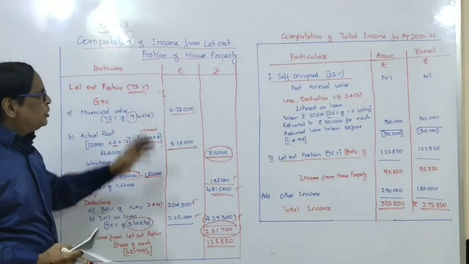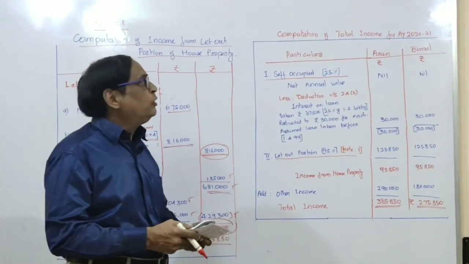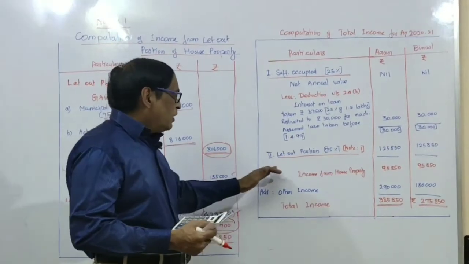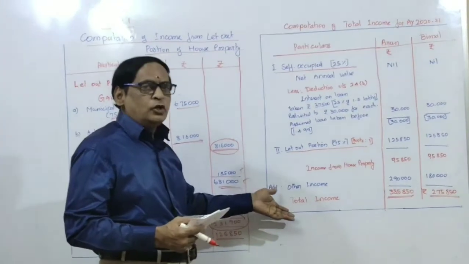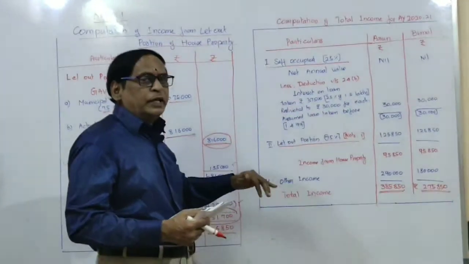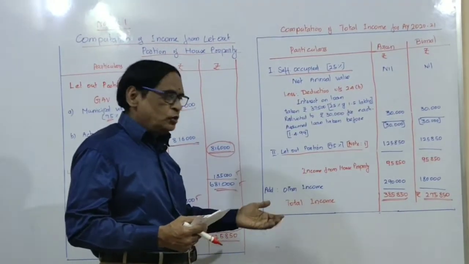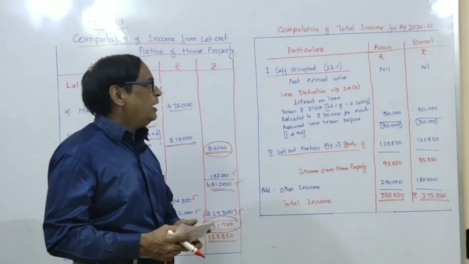After preparing this note, let us prepare the computation of total income for assessment year 2020-21, because income from other sources is also given. If we add the income from house property and the income from other sources, then we can easily find out the total income of both Arun and Bimal.